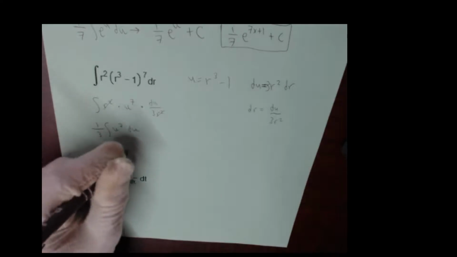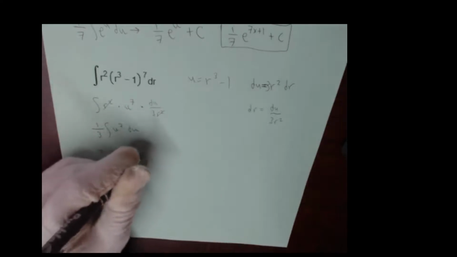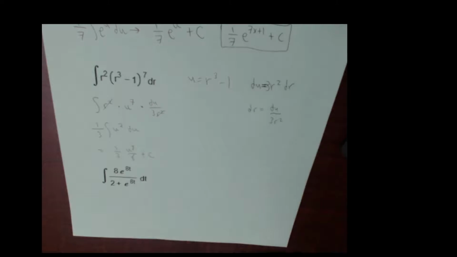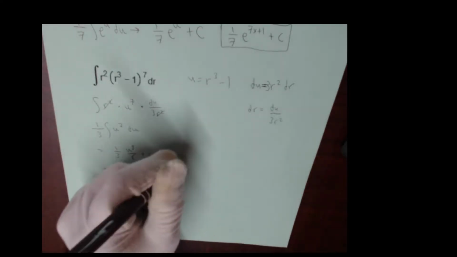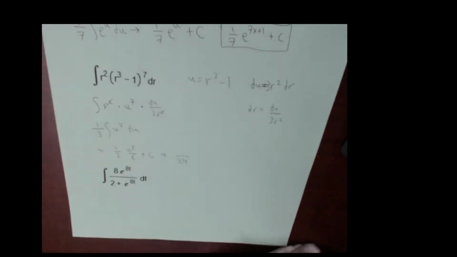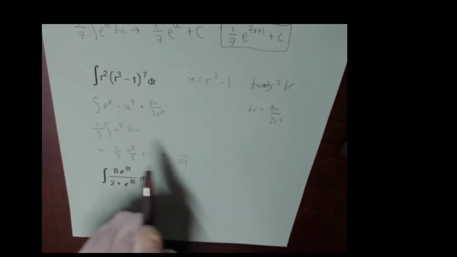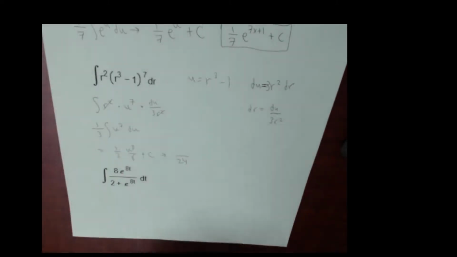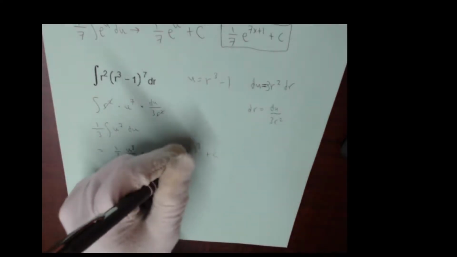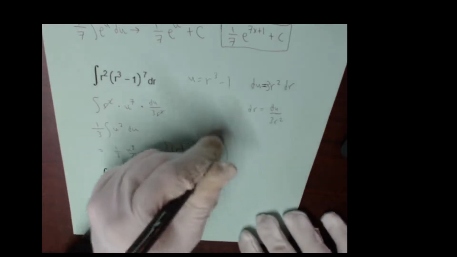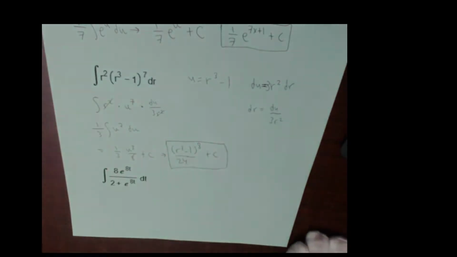Let's go ahead and do it. That will equal 1/3 times u to the 8 over 8 plus c. So that's going to be over 24 on the bottom, because 3 times 8. And for the top, I'll just replace my u with our substitution, which is r to the 3 minus 1. And then we need to take that to the 8th power plus c. There you go.